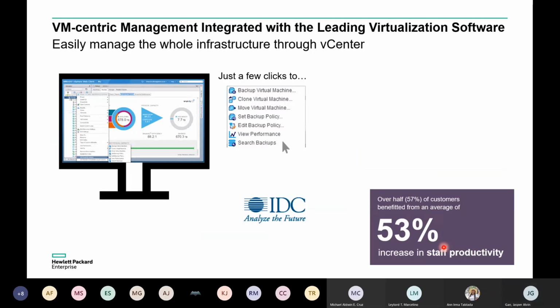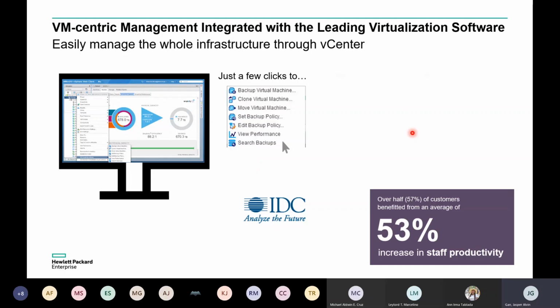So what we also have is an integrated management system with the leading virtualization software, which is VMware. So we can manage our whole infrastructure through vCenter. So what we see is just a simple dashboard where we integrate and we see the capacity, the logical capacity, the efficiency of the system, and the physical capacity used. So in just a few clicks, we can do our core SimpliVity functionalities like doing backups, cloning, moving a virtual machine, and so on and so forth.